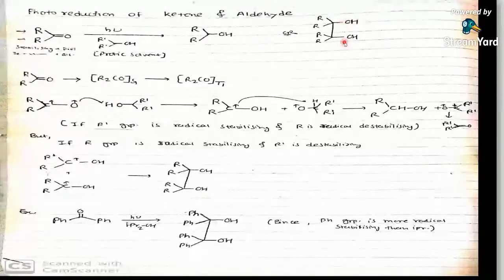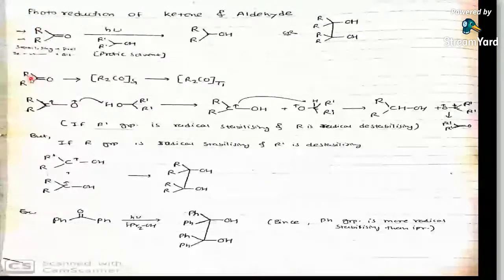Now, what will be the product? It will depend on the solvent. If the groups attached are stabilizing groups, that is, if your reactant has alkyl groups which give a stabilized structure, then it will give you the diol. Let's see the reaction first.